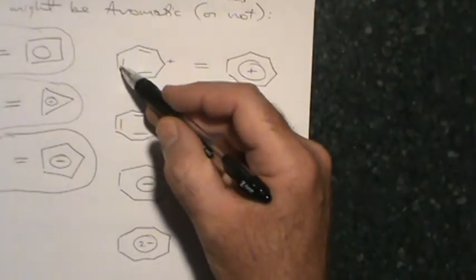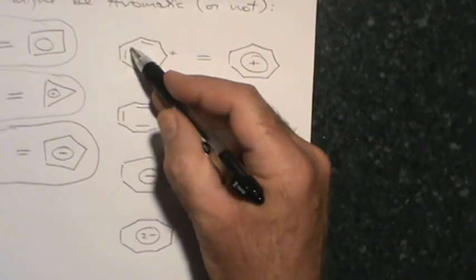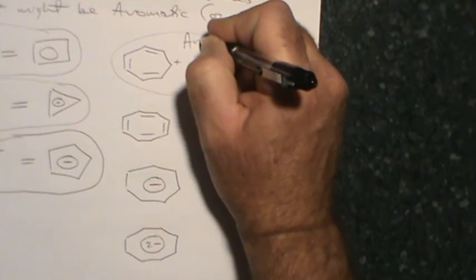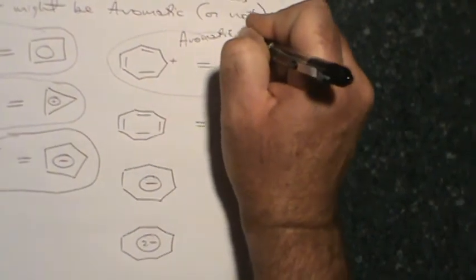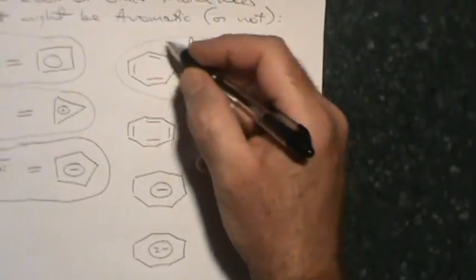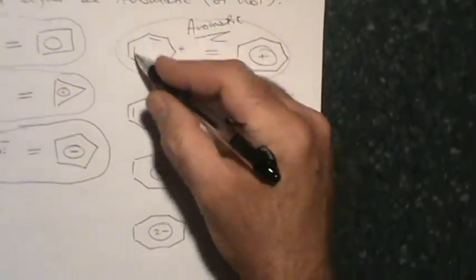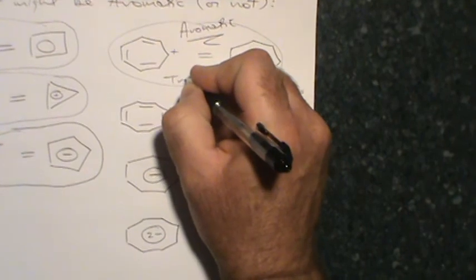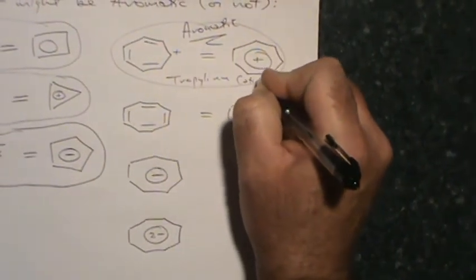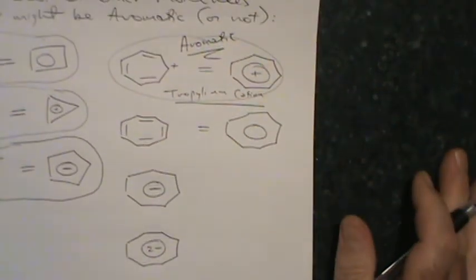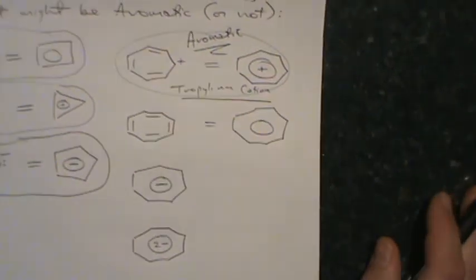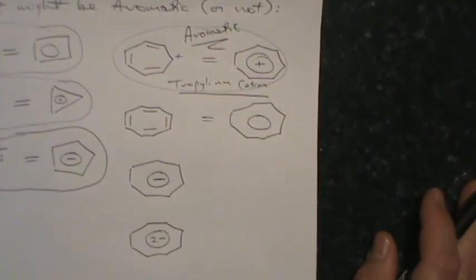If you count up the total number of pi electrons, it's 6, 2, 4, 6. This is also an aromatic structure. Another aromatic cation. This particular cation, this aromatic cation inside of a 7-membered ring, is known as a tropylium cation. That's a generic or historic name, a trivial name, that's not IUPAC related, but most people would refer to this structure as a tropylium ion.